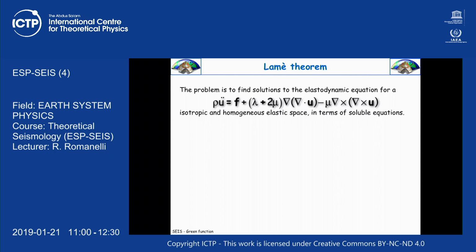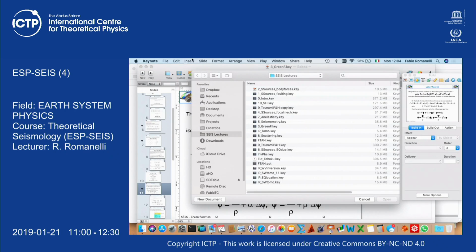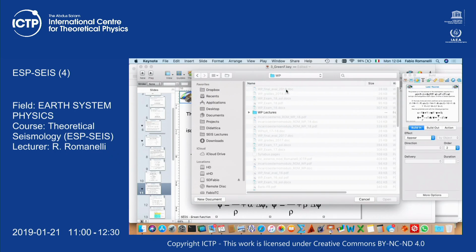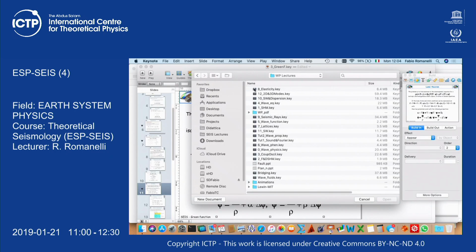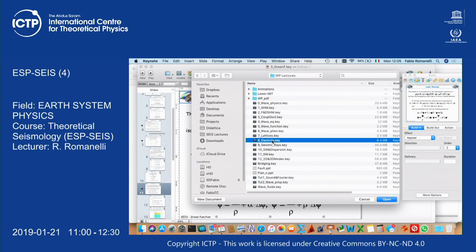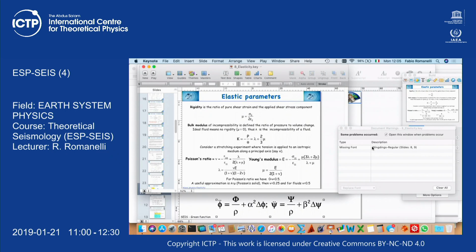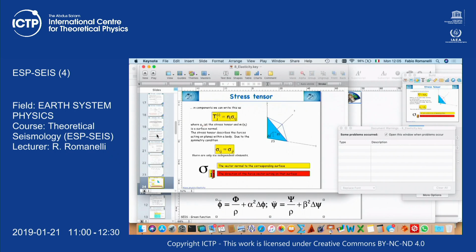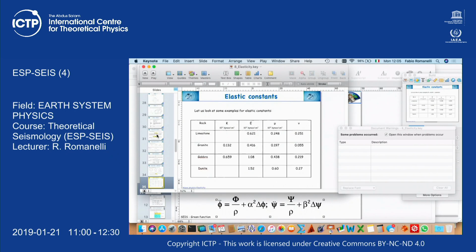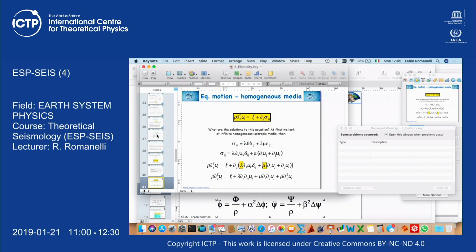Well, we have to solve that equation. Now, for those of you who attended the wave physics course, it should be your good old friend. Let's see if I'm able to find it. By name, elasticity. Missing font, okay. Strain, stress, generalized Hooke's law, elastic constants, and here you go.